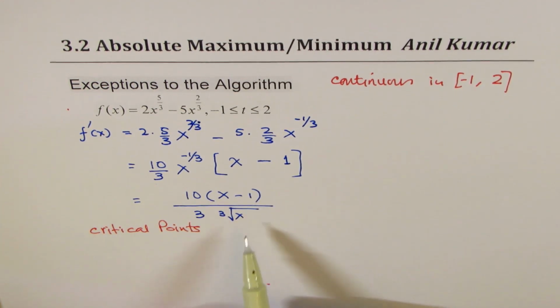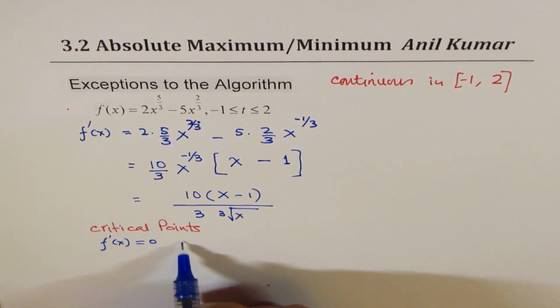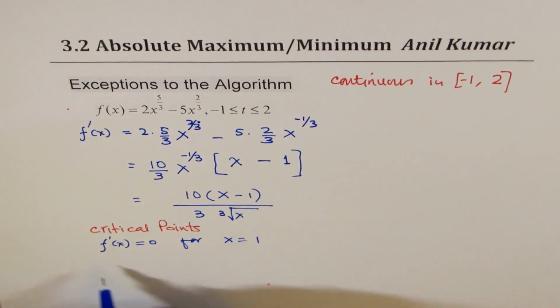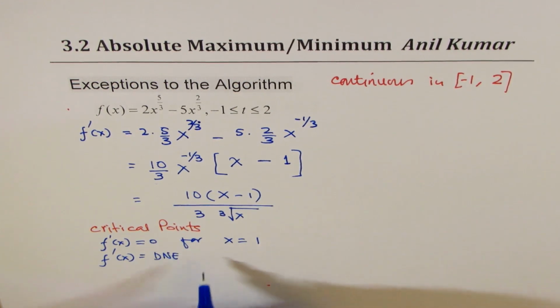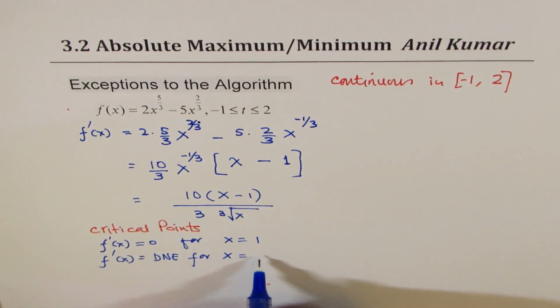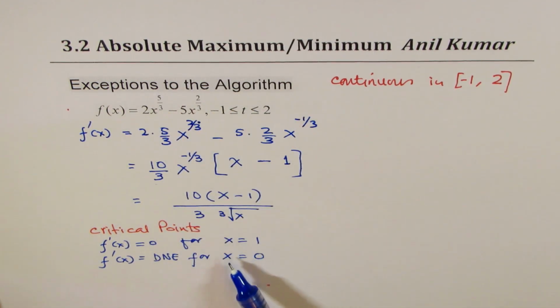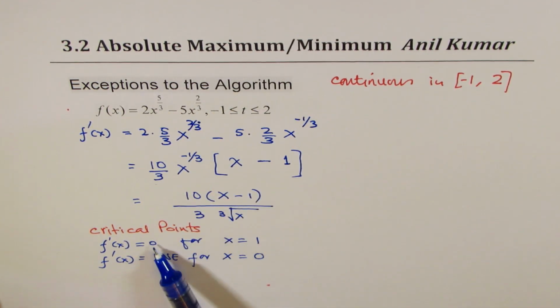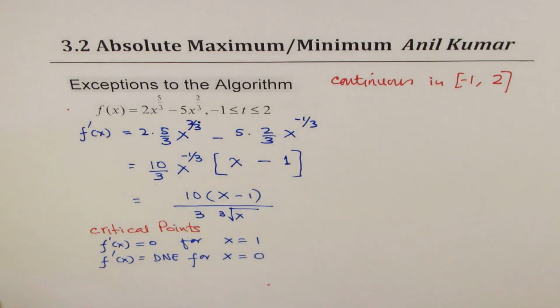X equals what? Okay, so here we can see that the derivative is equal to 0 for x equals 1, and the derivative does not exist for x equals 0. Do you see that? Now as per our algorithm, both lead to critical numbers, not just where the derivative equals 0. So that is an exception to rules followed by some books. That's why I'm writing exceptions here. Perfect. So we have all this.